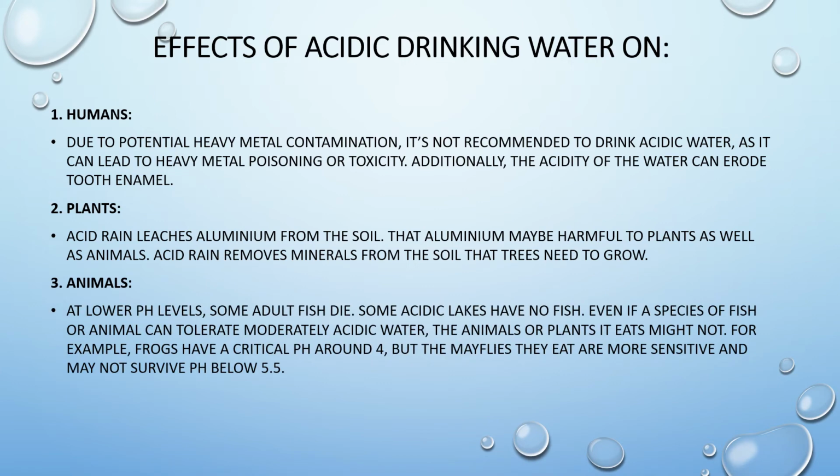On animals, at a lower pH level, some adult fish die, and some acid lakes have no fish. Even if a species of fish or animal can tolerate moderately acidic water, the animals or plants it eats may not. For example, frogs have a critical pH around 4, but the mayflies that they eat are more sensitive and may not survive at a pH below 5.5.